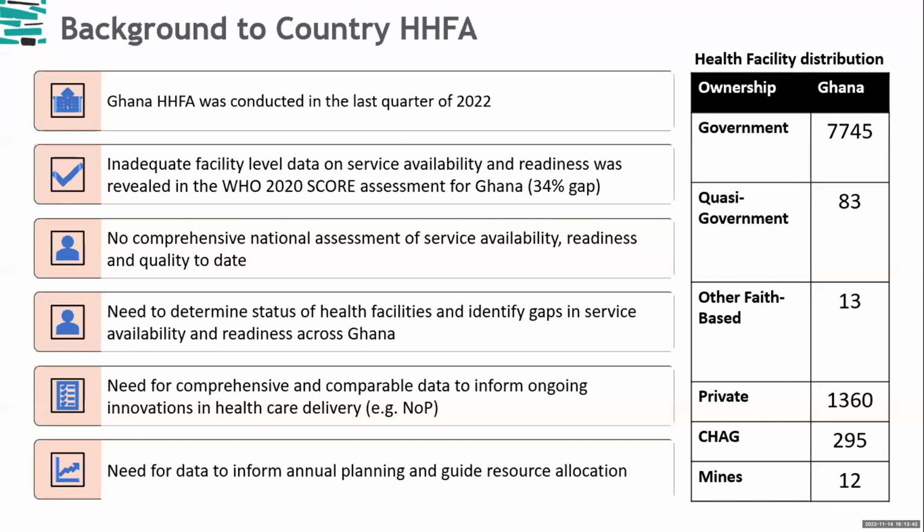From the score assessment, Ghana had a 34% gap when it comes to facility assessment. So this was an issue of concern for us. And then also we had no comprehensive national assessment of service availability, readiness, and quality to date. We've never done a SARA before. We've never done a SAM. So there was a paucity of data on that score.